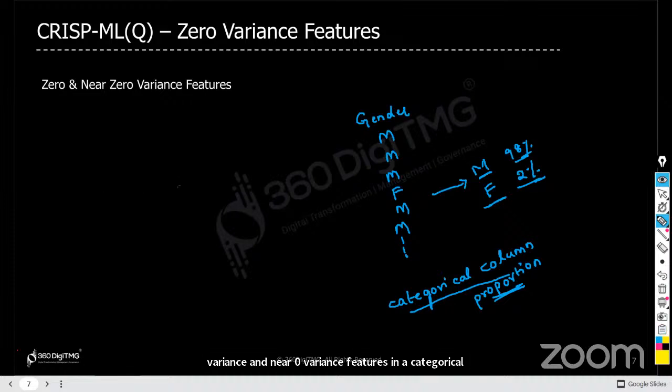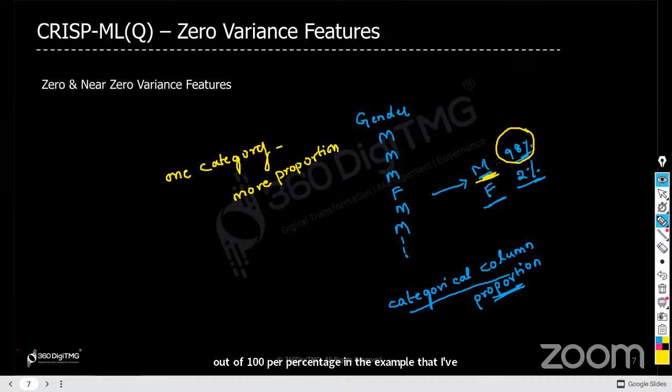As I told you, when one category is occupying most of the proportion compared with the others, which means out of 100% in the example I've given, most of the proportion is occupied by one specific category, male, this comes under near zero variance features. So when we are working on a categorical column, you can go for proportion. Then what about a numerical column?